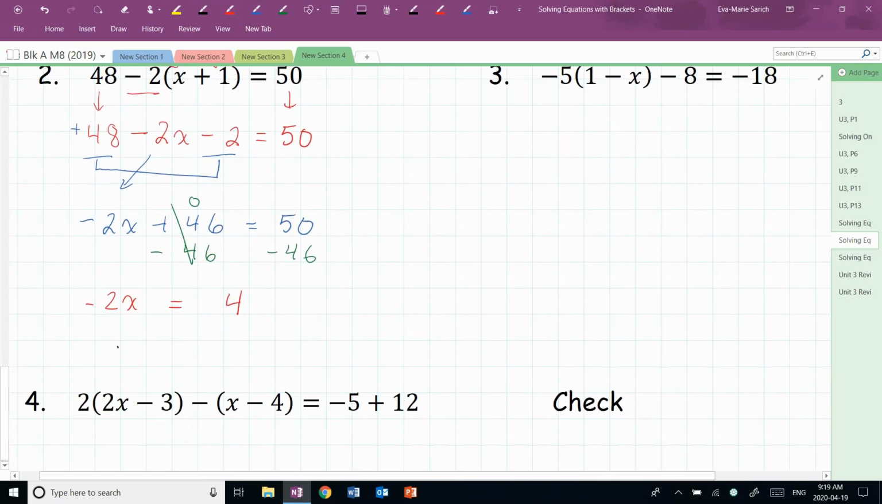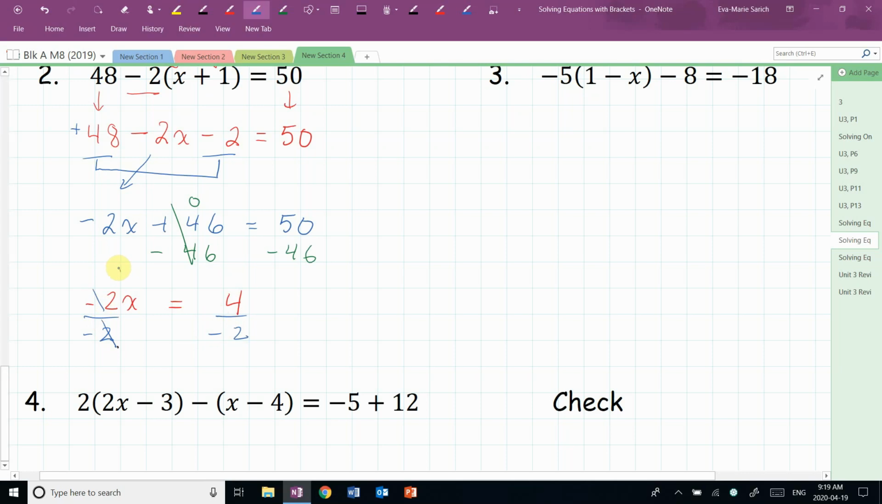The last step is to get rid of this -2. So we're going to divide to get rid of the -2, that is multiplying the x. Use exactly the same number. Don't change the sign of the number, just change the operation. That was a multiply by -2, so we're going to divide by -2. Same thing on the right-hand side, divide by -2.